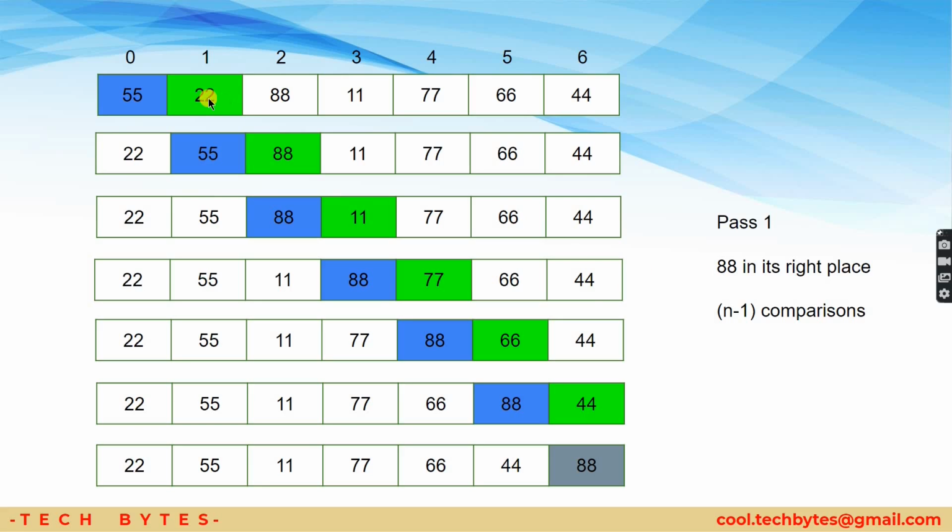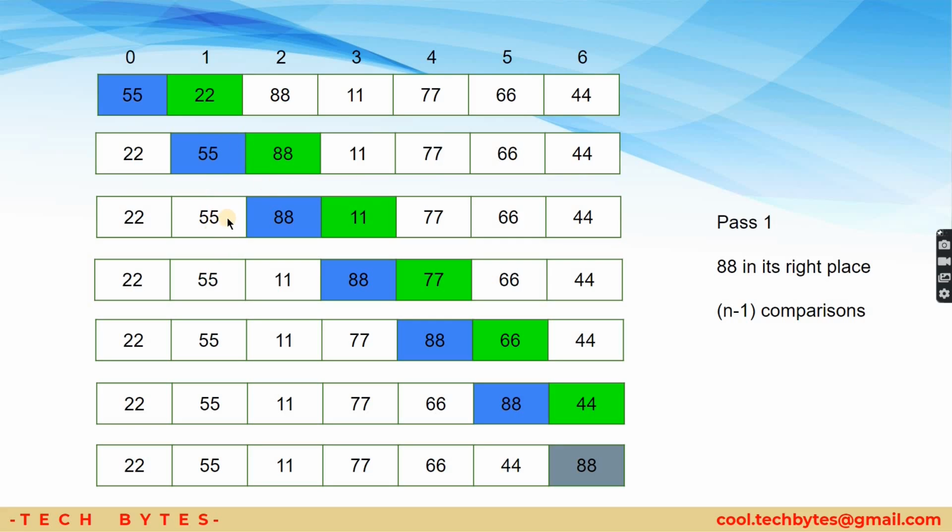Say we have a list of numbers with indexes starting from 0 till 6. The comparison starts from the first element and compares it with the adjacent element, then checks if the swap is necessary. 55 is greater than 22, so it swaps the elements. In the next line, you see 22 comes to the first position and 55 at the second position. In the next step, it compares 55 with 88, basically index 1 with index 2, and checks if a swap is necessary. In this case, a swap is not necessary.